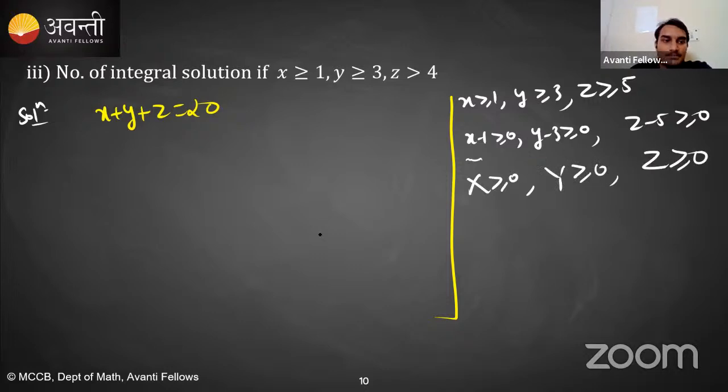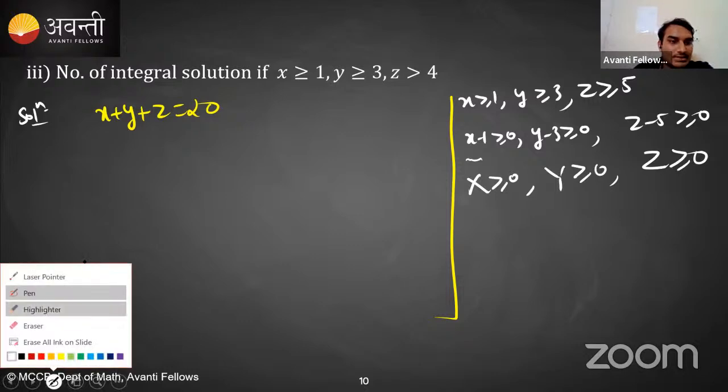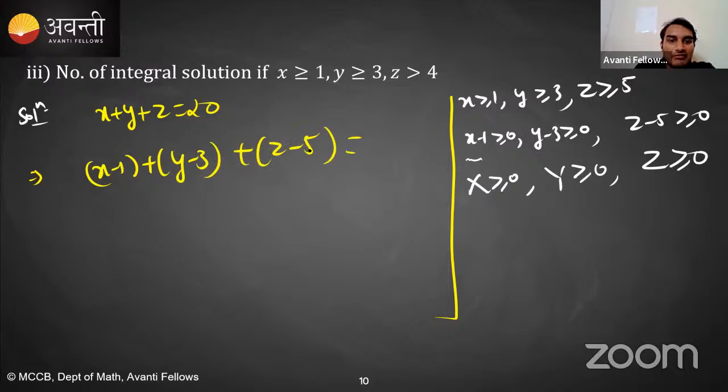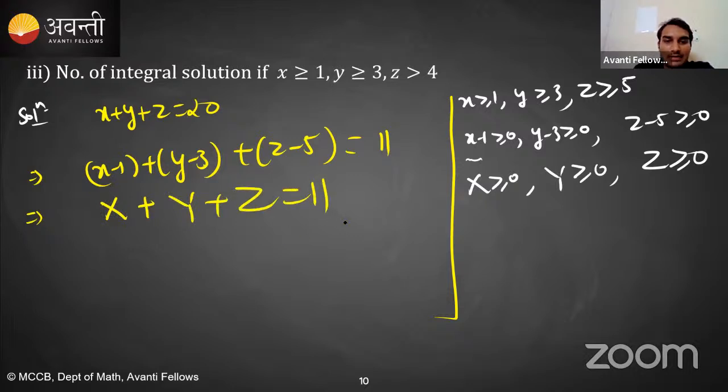Yes or no? Clear? It means now what is formed? Write this down: x minus 1 plus y minus 3 plus z minus 5. How much does it come to? 5, 3, 8 and 9. So here 11 should come. So it is written as x plus y plus z is equal to 11. Right? So now I have assumed that x minus 1 is capital X, and capital X plus capital Y plus capital Z is equal to 11, where capital X greater than or equal to 0, capital Y greater than or equal to 0, capital Z greater than or equal to 0.